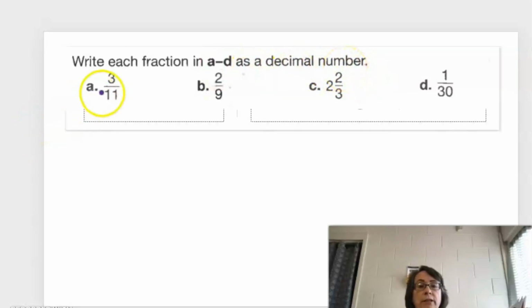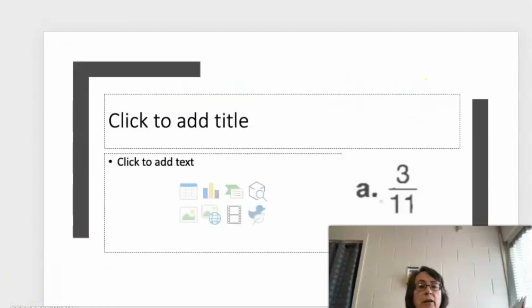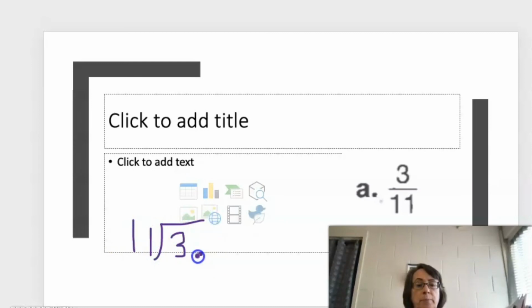Okay, so we're going to do each one of these, but I did prepare a separate slide for each. So we're going to do 3/11ths first. We're just going to have to ignore all of the extra stuff over here because I don't have it in play mode, but that's okay. Now, if I'm going to change it to a decimal, I'm going to do 3 divided by 11, which means I'm going to have to put a decimal and a 0, and let's go ahead and put another 0 while we're at it.